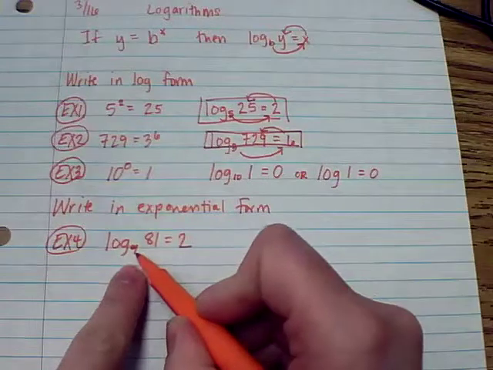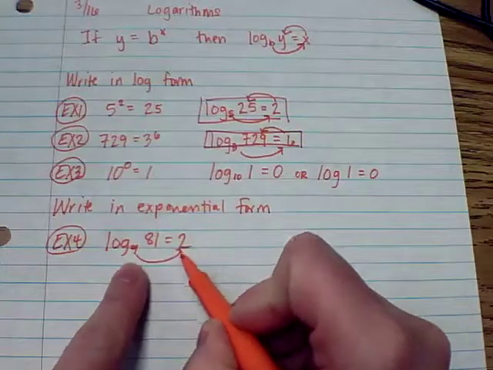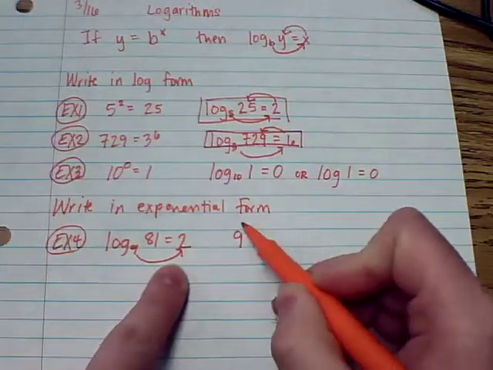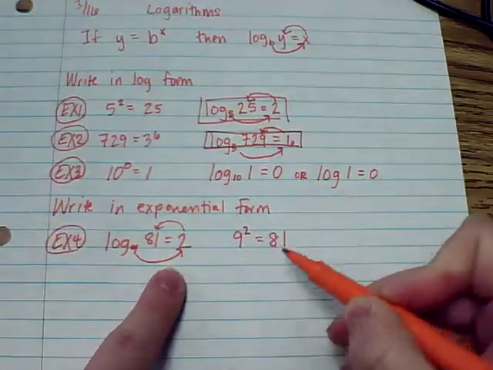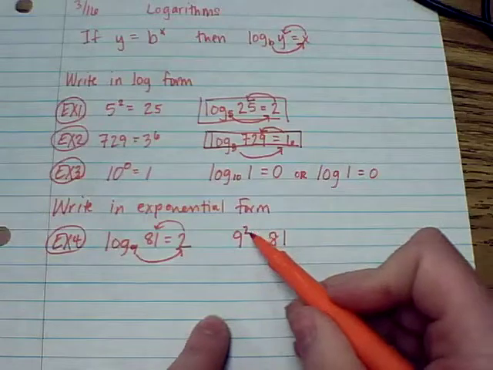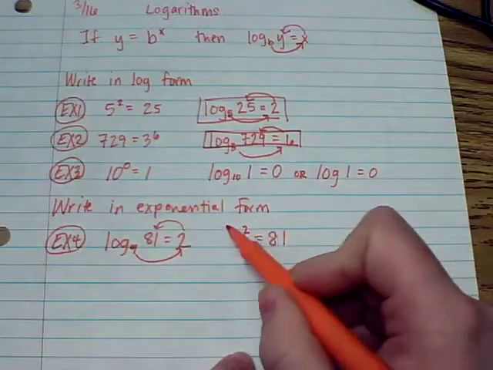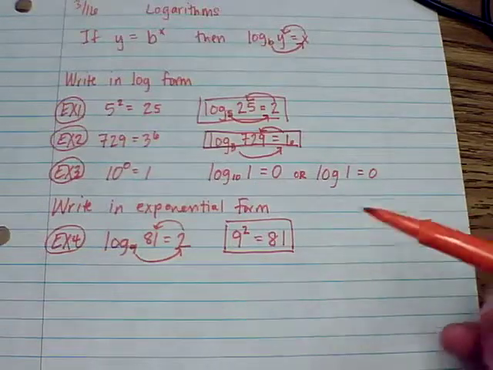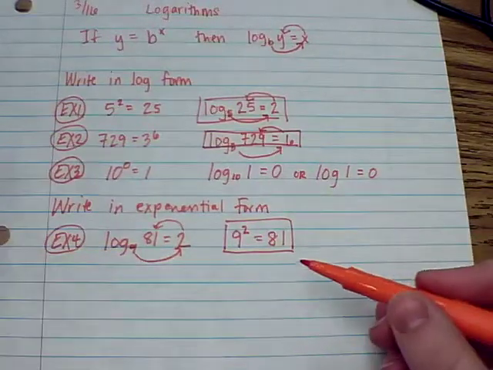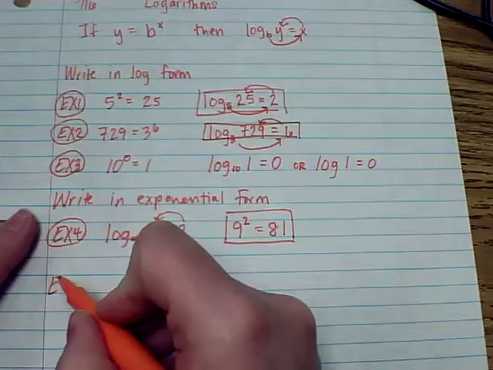So here I'm going to take my base to the exponent of 2 equals 81. So if I check that, is 9 squared 81? Yes. So that means you wrote it in the correct form. So that's how you can go back and forth to determine which one is the correct way.